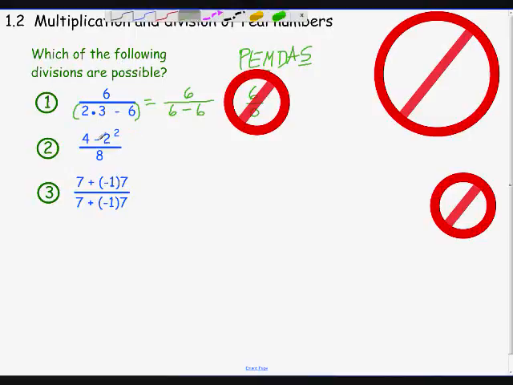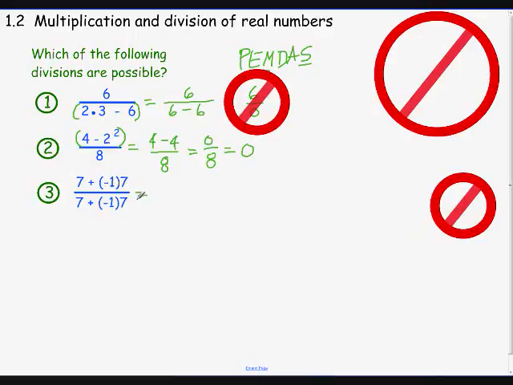How about this next one? Again, now we have in the numerator a fairly complex expression, and we should deal with that as if it were in parentheses. We need to take care of any exponents, right, before we do anything else. So 4 minus 4 over 8 is 0 over 8, which is perfectly acceptable and will be 0.